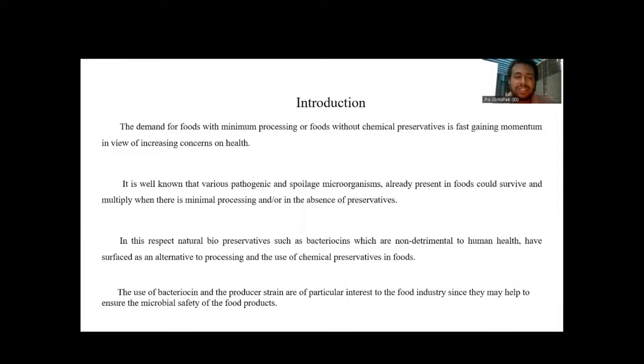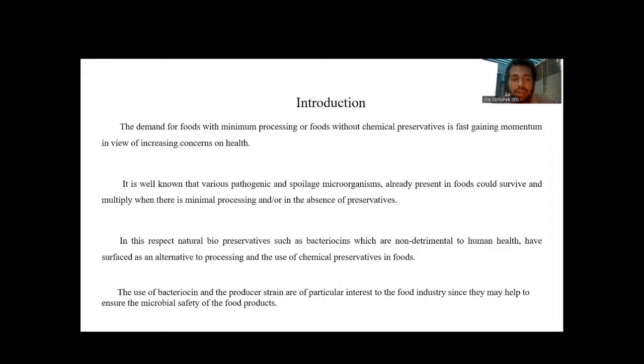So the introduction goes with the demand for foods with minimum processing and without chemical preservatives, which is fast gaining momentum in view of increasing concerns for health. It is well known that various pathogenic and spoilage microorganisms already present in food could survive and multiply when there is minimal processing or an absence of preservatives. So preservatives are one kind of thing that helps in the preservation of food.